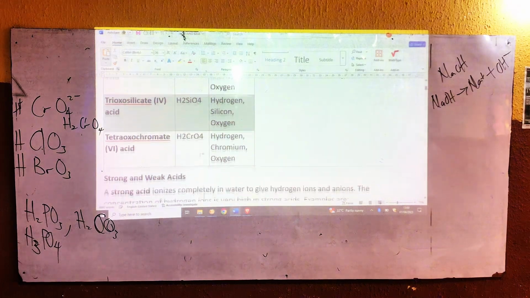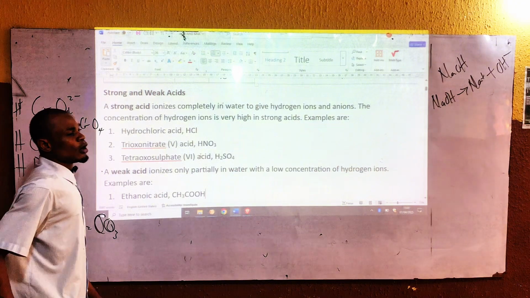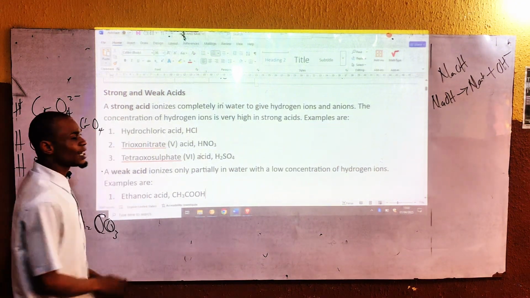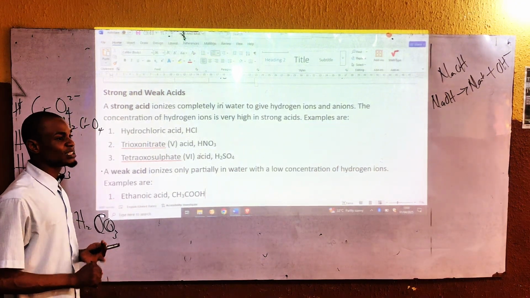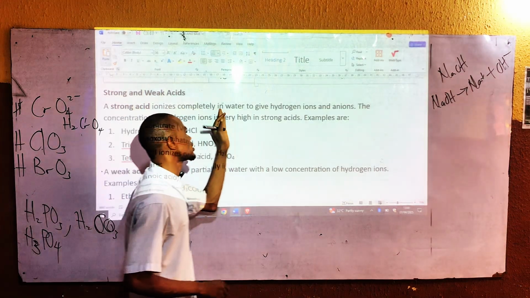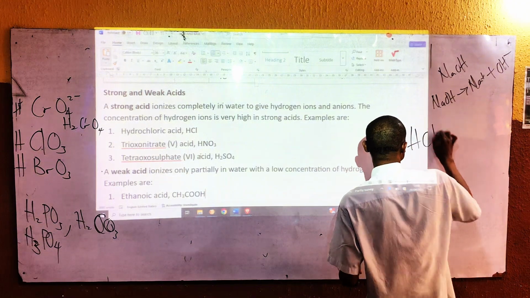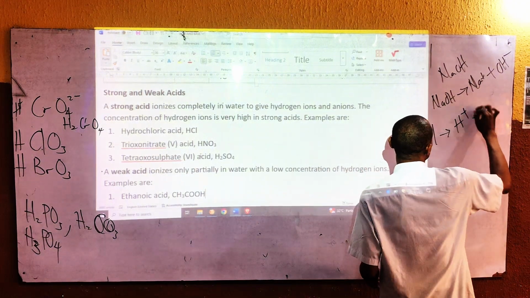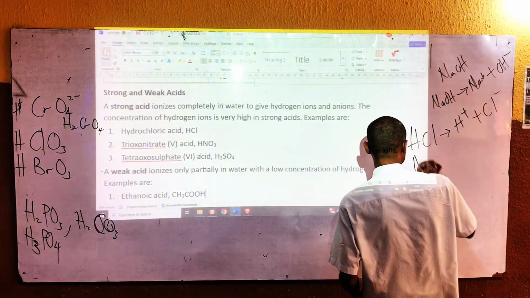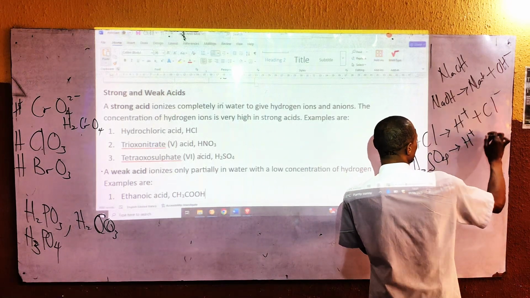Okay. Strong and weak acid. I've given you some strong acids the other time: H2SO4, HNO3, and HCl, right? Now, all strong acids are ionized completely in water to give cations and anions, positive and negative ions, right? Yes. H2SO4 ionized.